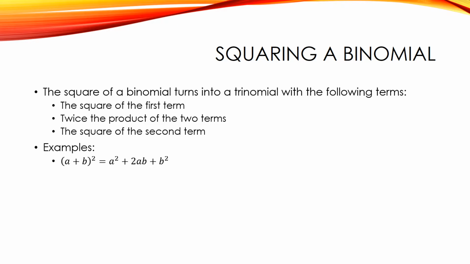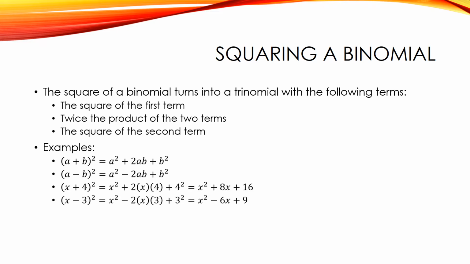So the quantity a plus b squared becomes the square of the first term, which is a, so a squared, 2 times the product of the two terms, so a times b, and then 2 times that, so 2ab, and then the square of the last term, which is b squared. Same thing if it is a minus, except we have the difference of the product of the two terms, minus 2ab.